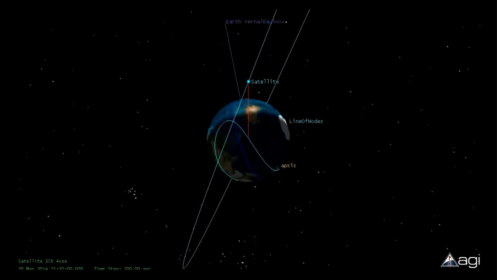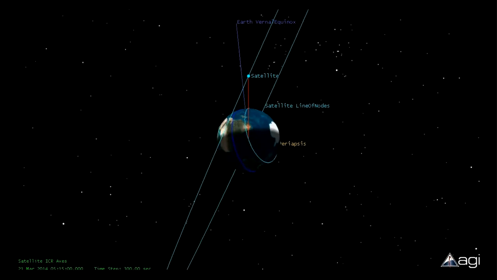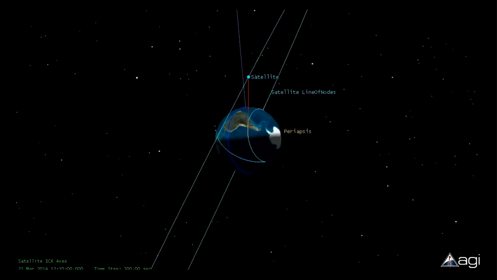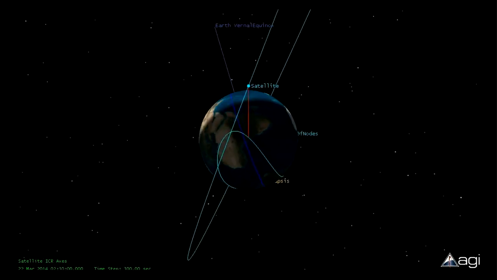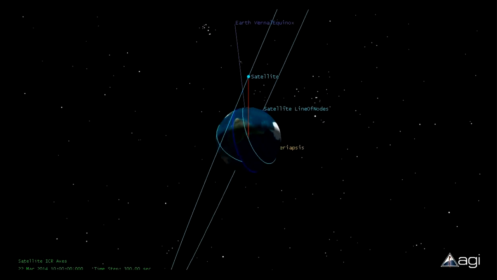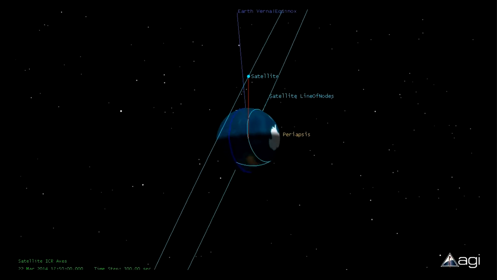Let's look at this point from the view of the satellite. The red line is the position vector from the satellite's perspective, and we call this the nadir vector. From this orientation, the ground track caused by the combination of the Earth's rotation and the elliptical orbit makes no sense.